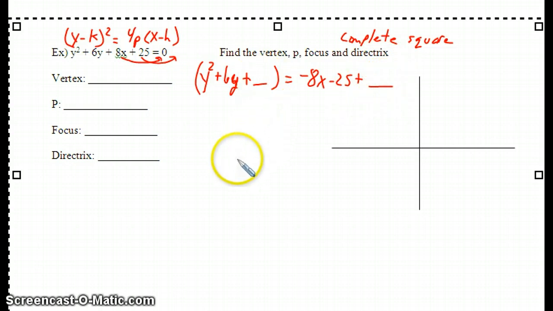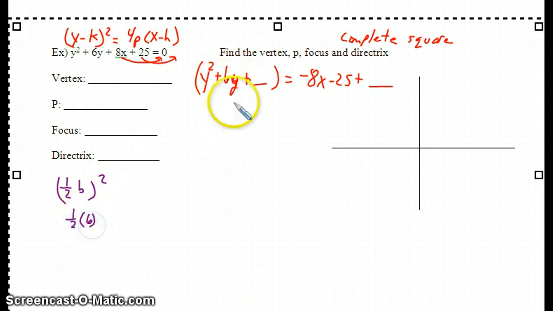So if you're not familiar with the completing the square process, remember that you want to make sure that this has a coefficient of 1 in front of it. If it does, you take 1/2 of the b term, and then you take that answer and you square it. So 1/2 of the b term is the 6 here. The b term in these problems, when it's a quadratic, is the term in front of the y or the x.